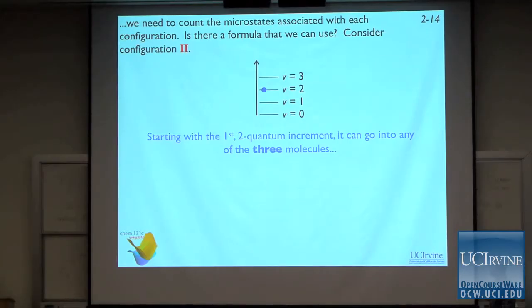Okay, so as I build up, let's think about configuration 2. You'll recall configuration 2 has 1 molecule that has 2 quanta, 1 molecule that has 1 quantum, and 1 molecule that has 0 quanta. All right, as I build up that configuration, I can put that first V equals 2 into any one of these three molecules, A, B, and C, which are no longer on here. It can go into any one of the three molecules. So I put it in A, but it could have gone into B or it could have gone into C.